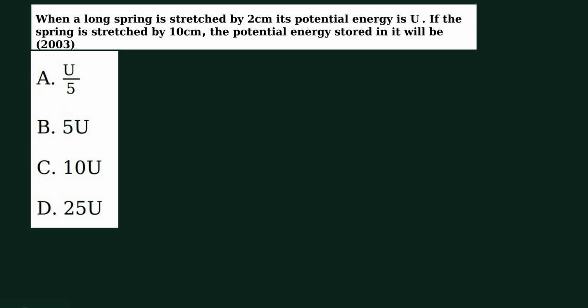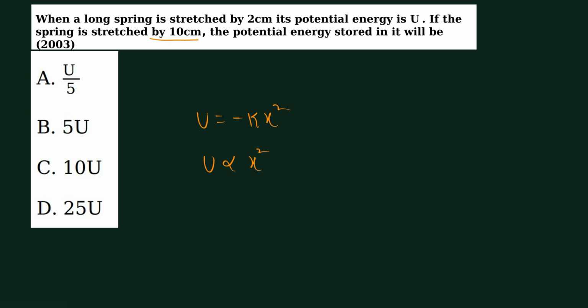Very nice. Option B. Next question: when a long spring is stretched by 2 centimeter, its potential energy is U. If the spring is stretched by 10 centimeter, find the potential energy. What is the relationship between the potential energy and its moving distance? U is directly proportional to x square. The formula is U equals half k x square, the formula for the potential energy stored in a spring. If the distance moved increases, the potential energy stored in the spring also increases. Means the potential energy U is directly proportional to x square.